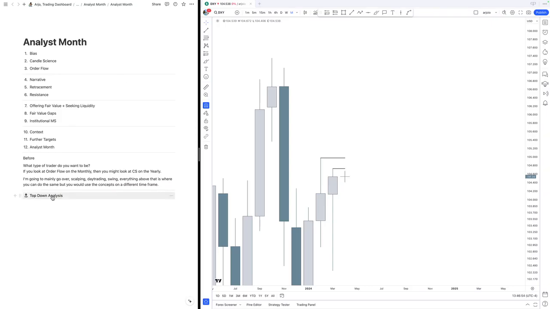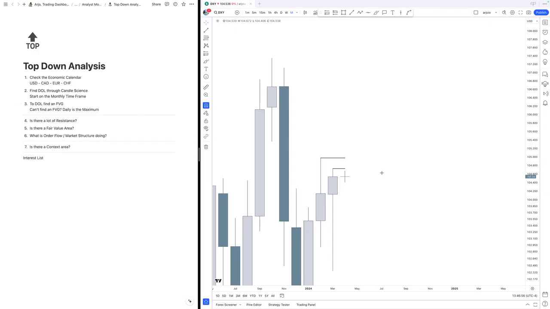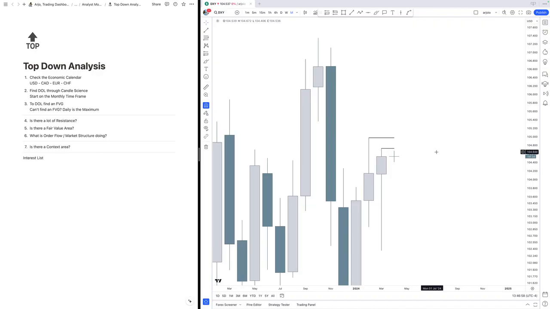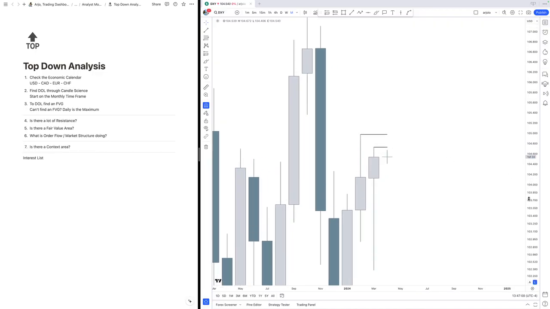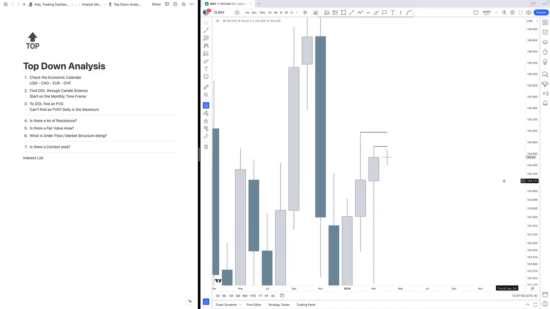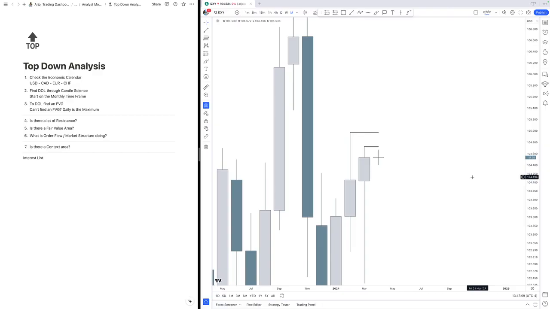So let's go back to the top-down analysis. We start on the monthly time frame, find drawn liquidity through candle signs. Perfect. What is the next step? To draw liquidity, find an FVG. Okay, what does that mean? Well, towards that drawn liquidity, we now want to find a fair value gap that supports the idea of trading towards that drawn liquidity. That is order flow. That is where we have the intention supporting the idea to actually trade towards that drawn liquidity.